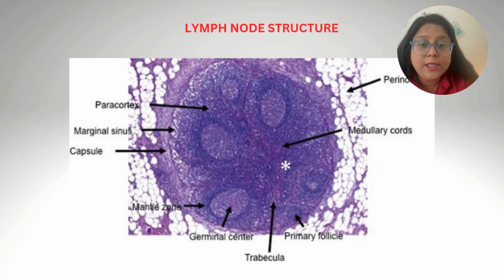Here I have shown a lymph node structure where you can see the capsule, which is outermost, and then there is cortex, and innermost is the medulla. And in the cortex, you can see follicles which have germinal center, a mantle zone around it. So this is the structure of lymph node.